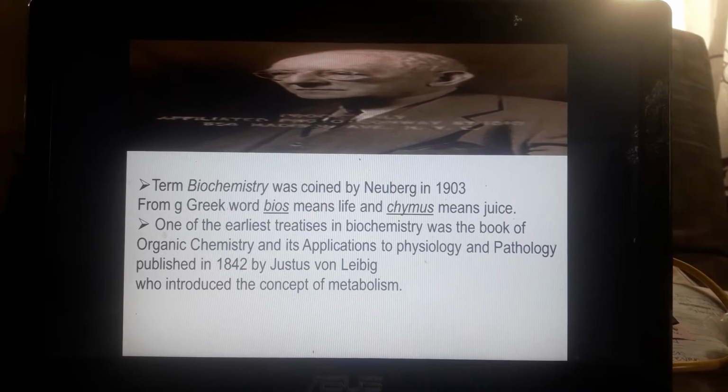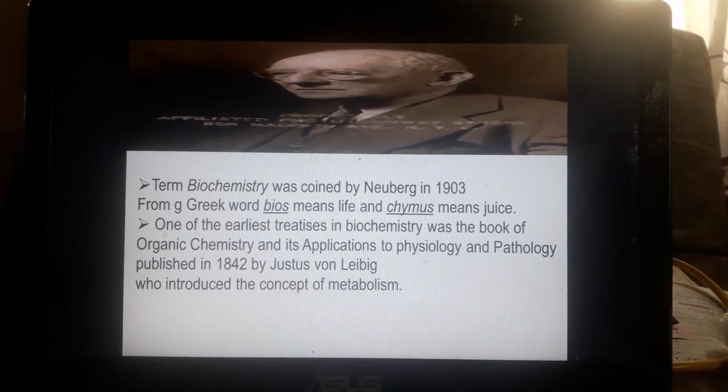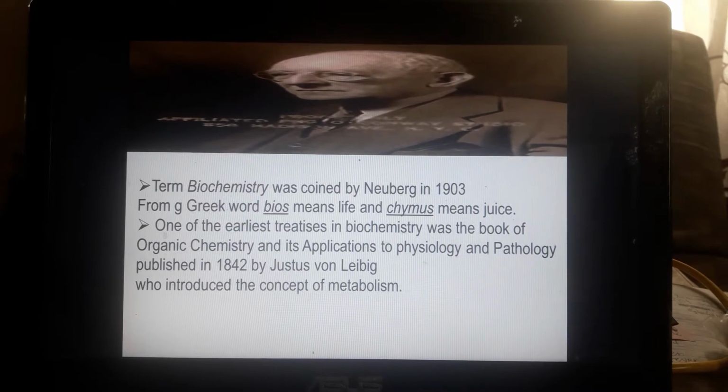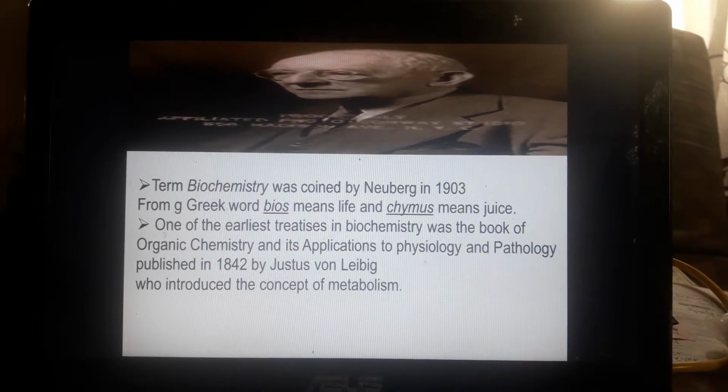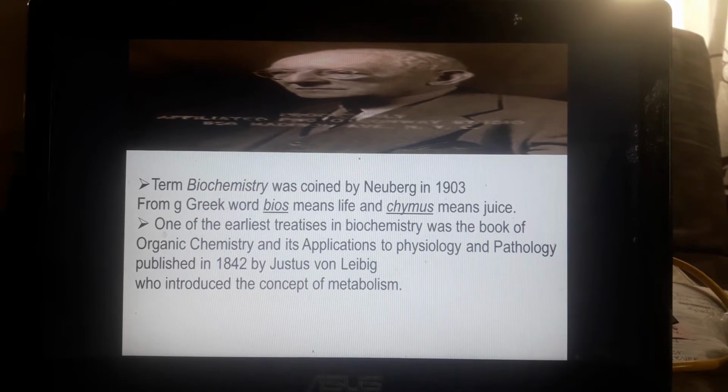One of the earliest treatises or writings in biochemistry was the book of organic chemistry. That's why in organic chemistry we also study different structures, and don't forget the principles involved in organic chemistry. These applications to physiology, the study of functions, and pathology, the study of diseases, were made by Justus von Liebig, who introduced the concept of metabolism, because the functions of our body and diseases are related to metabolism.